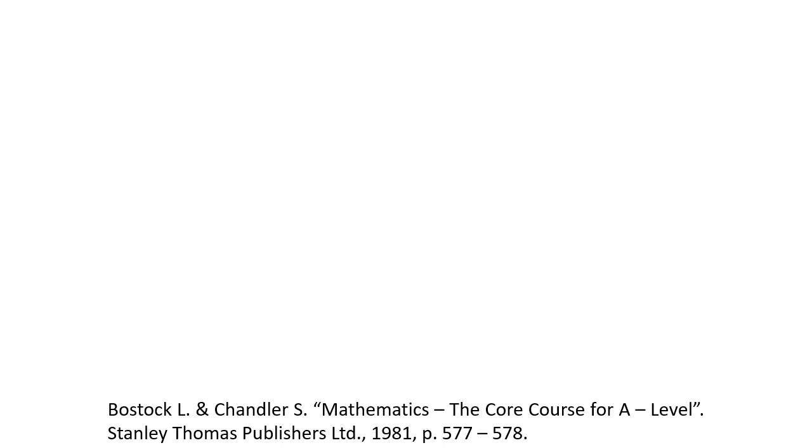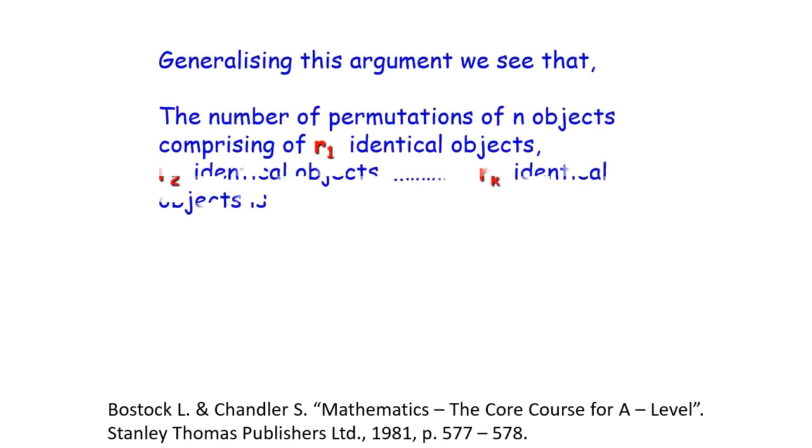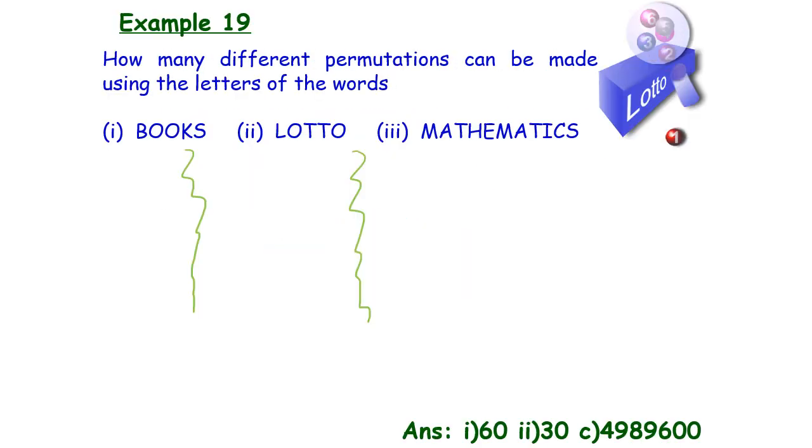So let's see the example in the next question. In example 19, how many different permutations can be made using the letters of the word? Let's see the first one, books. Books has a total of 5 letters, and inside here we have 2 O's. So we have to divide by 2 factorial for the O's. So 5 factorial divided by 2 factorial, and the number of permutations is 60.